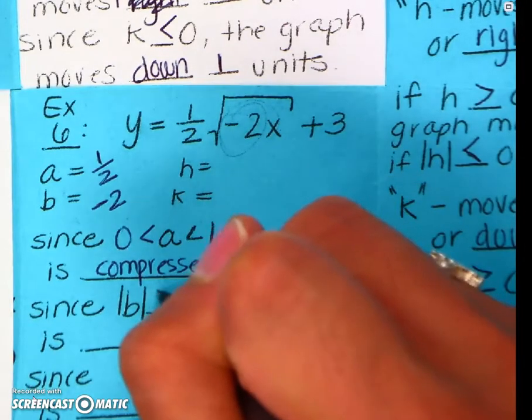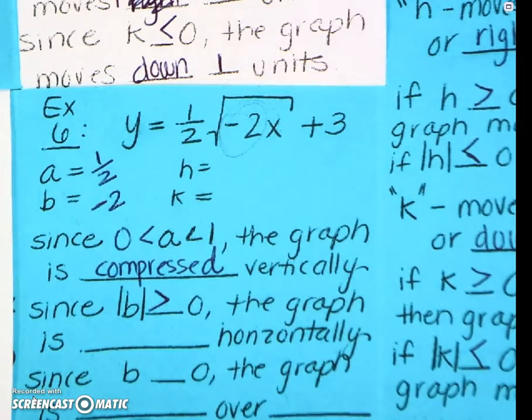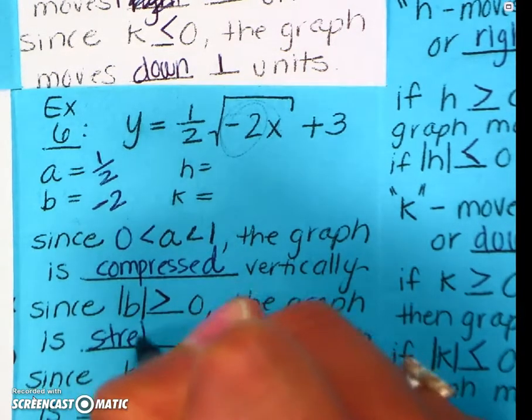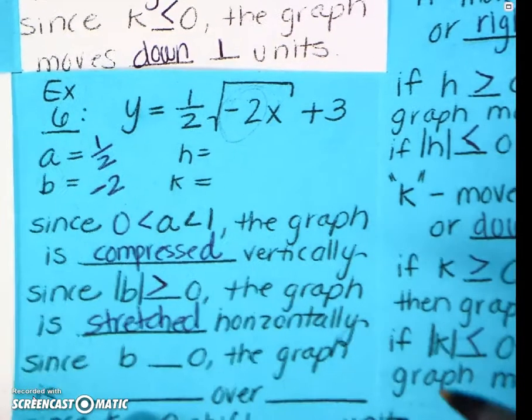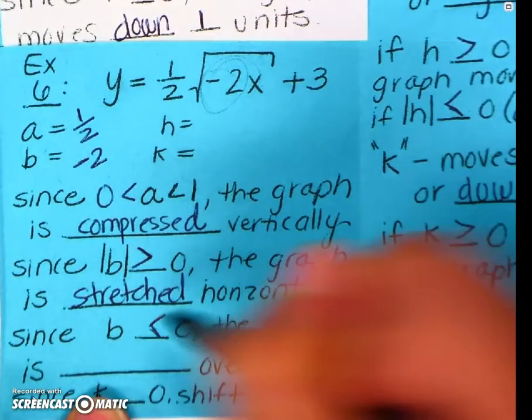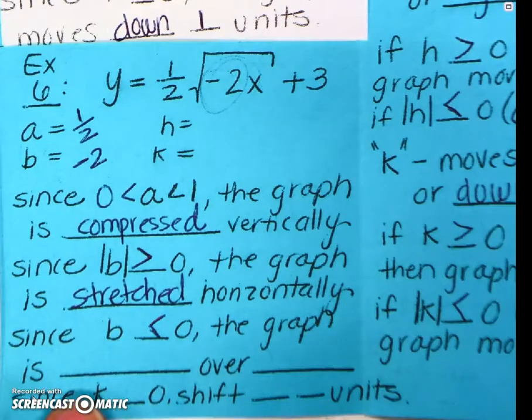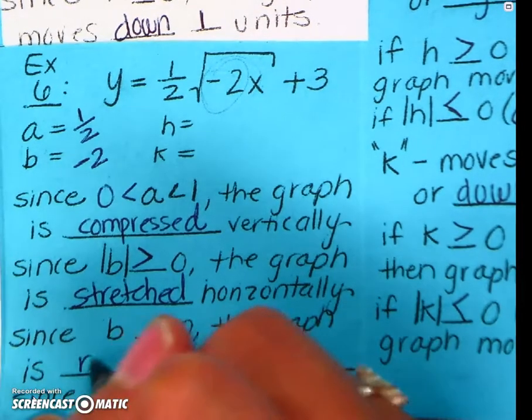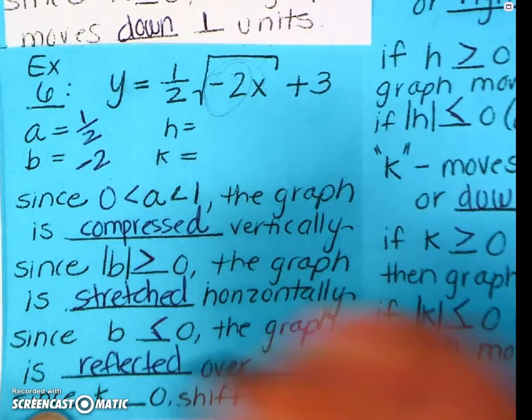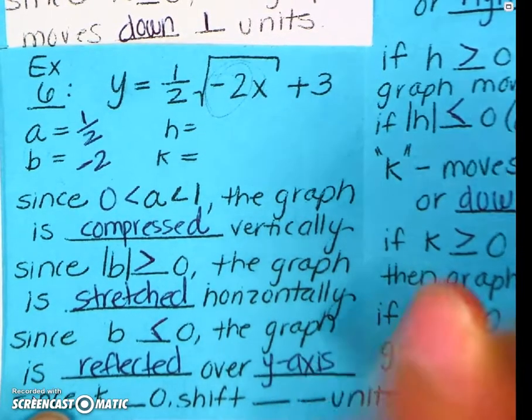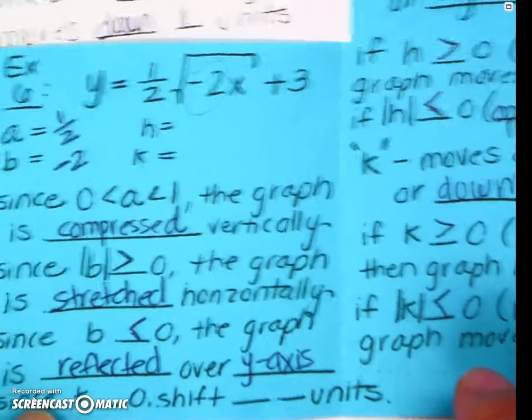Is 2 greater than 0 or less than 0? It's greater. So then that means it's going to be stretched horizontally, and since b is less than 0, the graph is what? Yeah, reflected over the y-axis. And I'm just looking at this little flap over here and looking at the properties.